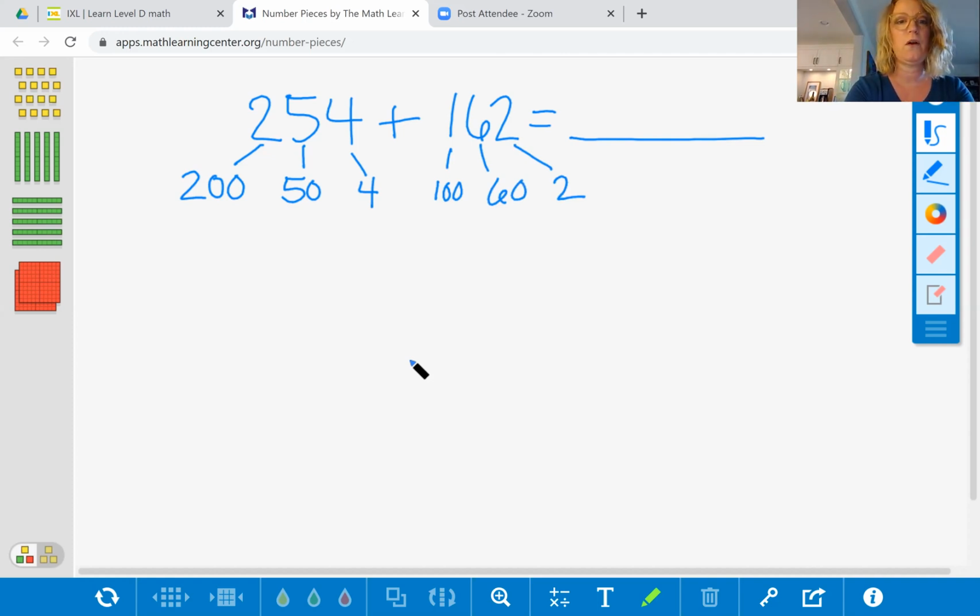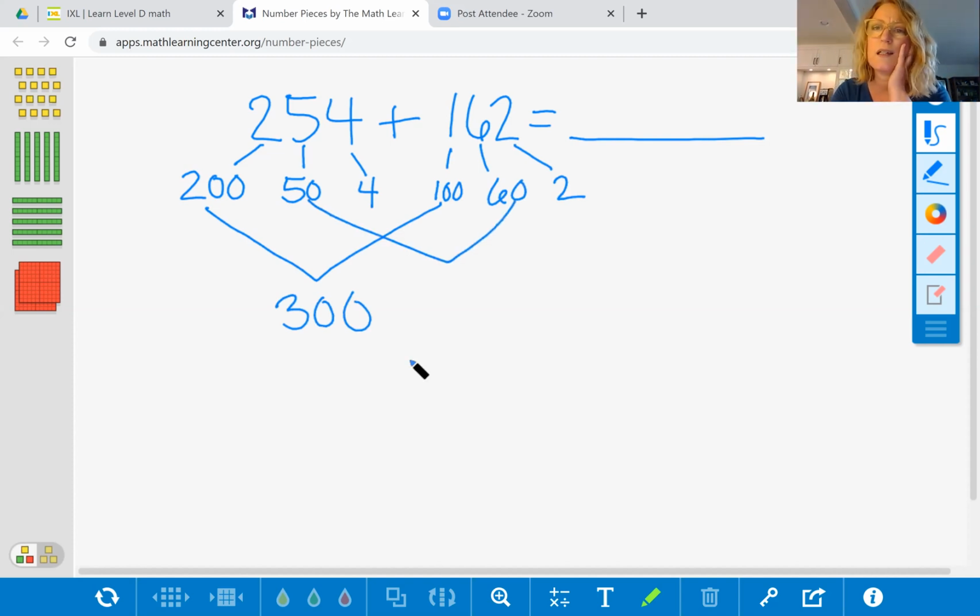We can put the 200 and the 100 together. What's 200 plus 100? 300. Now we can put 50 and the 60 together. What's 50 plus 60? Maybe you know how to do that in your head. Maybe you need to count it. If you need to count it, that's fine.